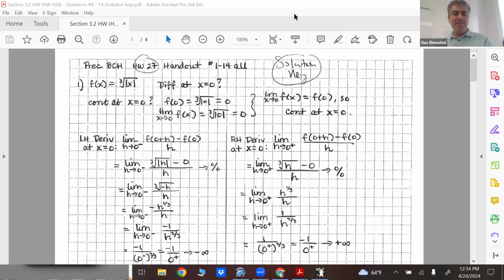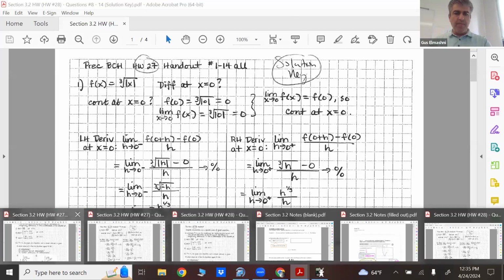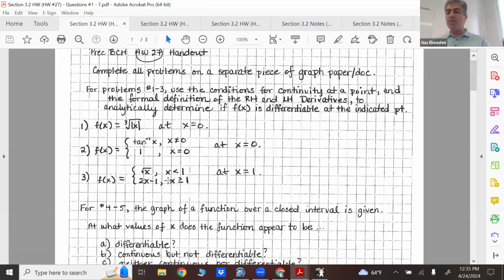All right. So number one, you have a weird function, the cube root of the absolute value of x. That's kind of a funny one. So the questions for 1, 2, and 3 are the same. The question is asking you to use the condition of continuity at a point, find the formal definition of the right-hand and left-hand derivatives, and analytically determine if f(x) is differentiable at the indicated point.